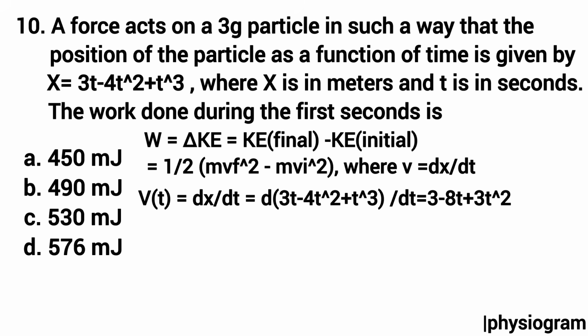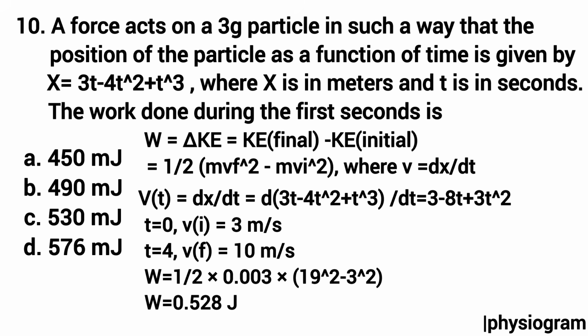Now calculate the initial and the final velocities, that is at t equals 0 we get vi is 3 meters per second, and at t equals 4 we get vf equals 19 meters per second. Now convert the mass, that was a 3 gram particle, into kg, that is 0.003 kg. Now calculate the work done, that is W equals half of m, that is 0.003, into v square, that is 19 square minus 3 square. So we'll get the final answer here 0.528 joule, which is approximately equal to 530 mJ. So the correct answer will be option C, that is 530 mJ.